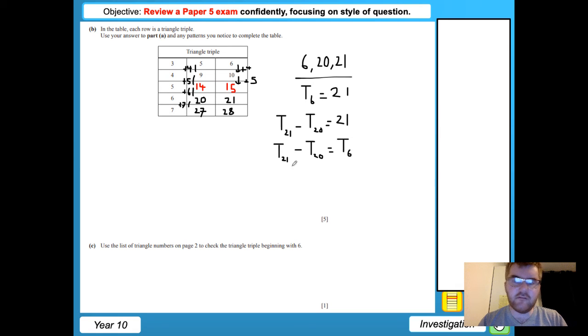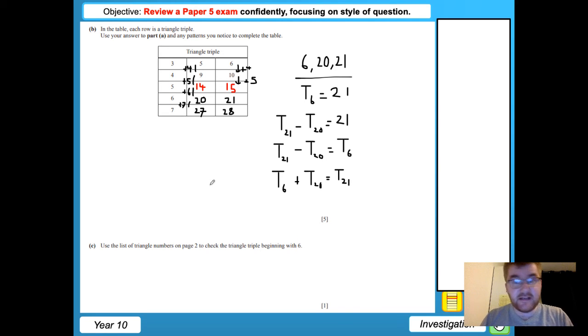And now I rearrange in numerical order. So T6 plus T20 is equal to T21, which gives us the result that we got here by looking at the pattern between the numbers. So if you want to use the algorithm to work out these numbers, you may do so, or if you find a pattern here, you can also do that as well.